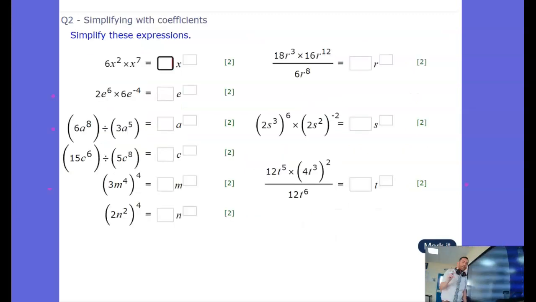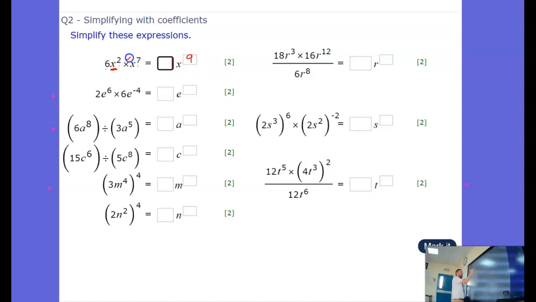Now it gets a little bit more interesting and a little bit more tricky. So we've got now some expressions with coefficients. So we've got a base of x, but then we've got a coefficient in front as well. So the laws of indices are still true, but you've got to be a bit careful about how you apply them. So in this case, we still multiply the powers of x, and we get 2 plus 7 is 9.